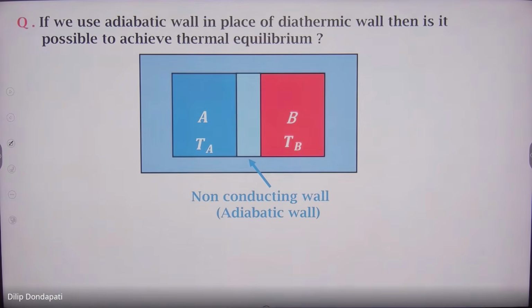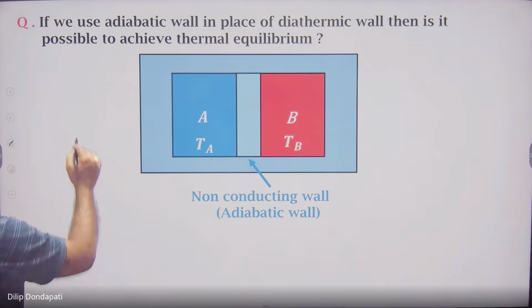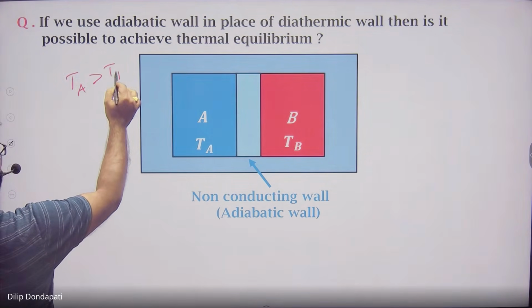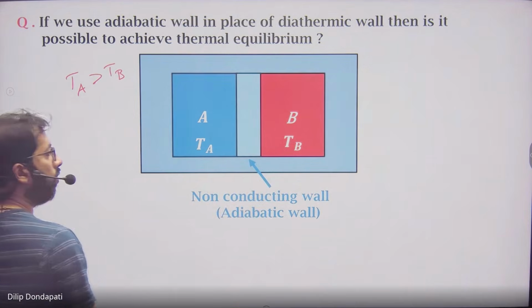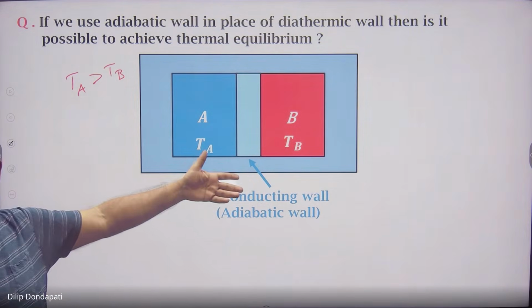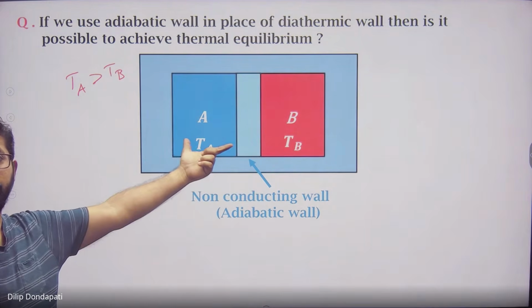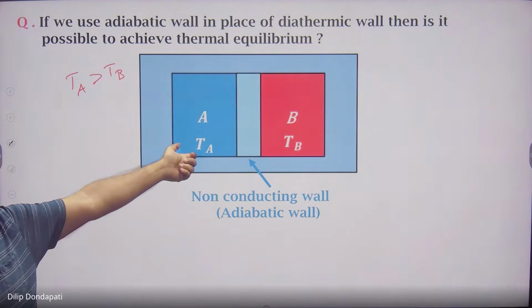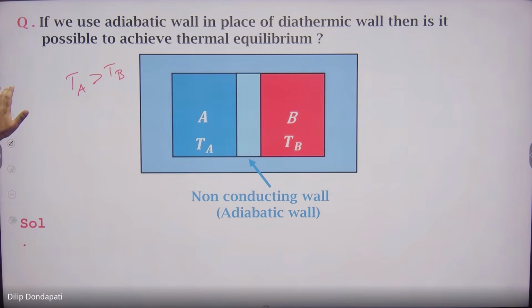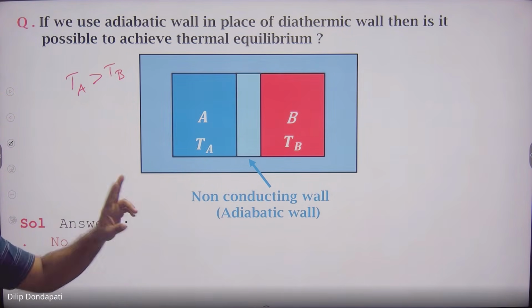So tell me, if we use an adiabatic wall, meaning a non-conducting wall between them, what will happen? Can it reach thermal equilibrium? If TA is greater than TB, there will be no heat flowing. They are at different temperatures, right? Are the two bodies in thermal equilibrium? No. These two bodies are not in thermal equilibrium.